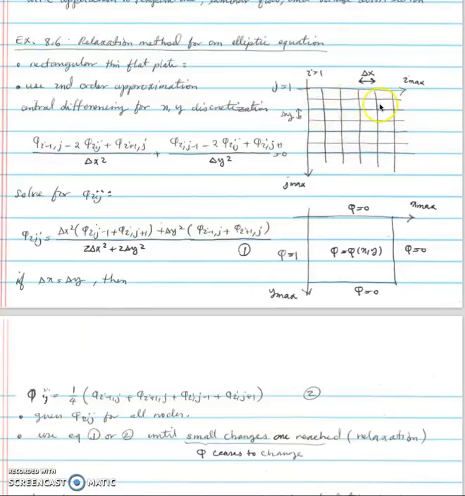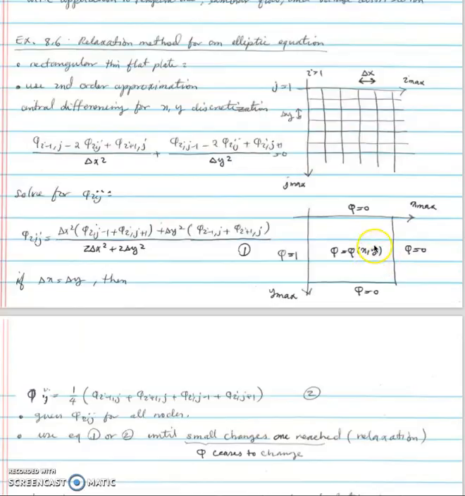For each point we have to solve for phi. Basically ij is a generic point along this grid, and phi ij is the value of phi right at that grid point. So imagine I have four boundary conditions. On the bottom and on the top I have phi equals 0, on the left I have phi equals 1, and on the right I have phi equals 0.